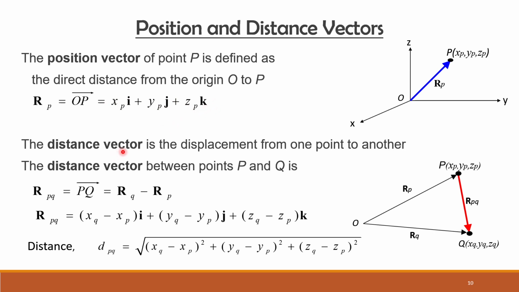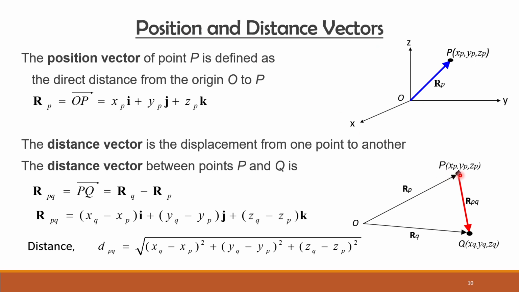The distance vector is from any point P to Q. OP is a position vector, the position vector of P, and OQ is the position vector of Q. Now we want to find the vector P to Q. Vector P to Q is called the distance vector. Any vector that starts from the origin is what we call a position vector.